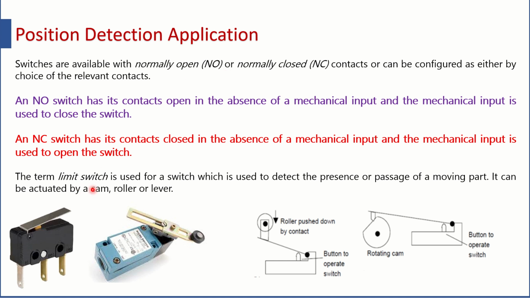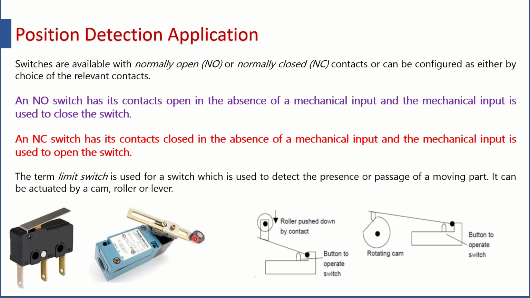You can see this is the limit switch. The term limit switch is used for a switch which is actually used to detect the presence or passage of a moving part. Limit means, has the material reached this far, has it reached the limit; that is why it is named limit switch. You can see there are several structures of the dogs. This is actually the dog of the limit switch.